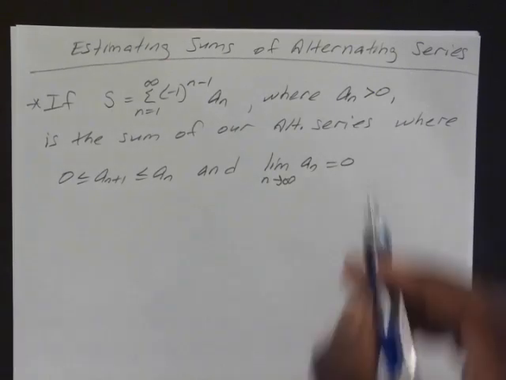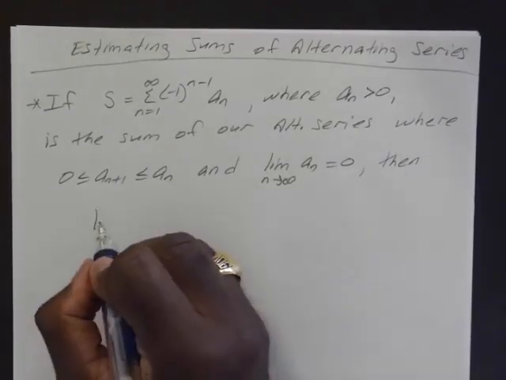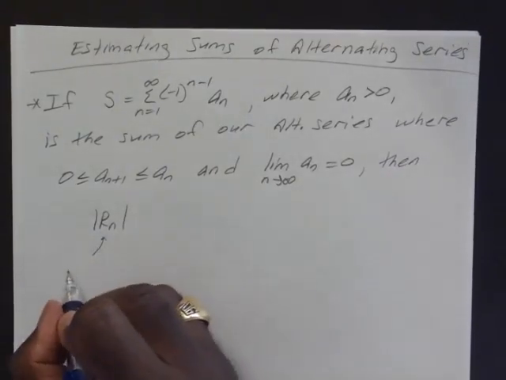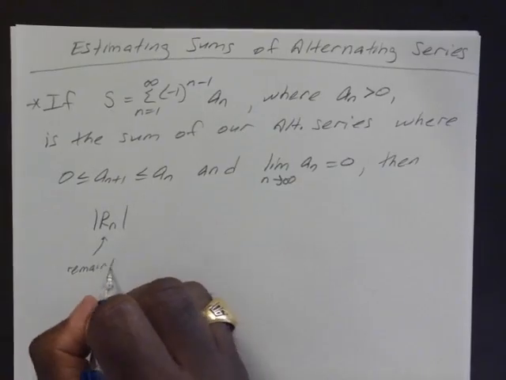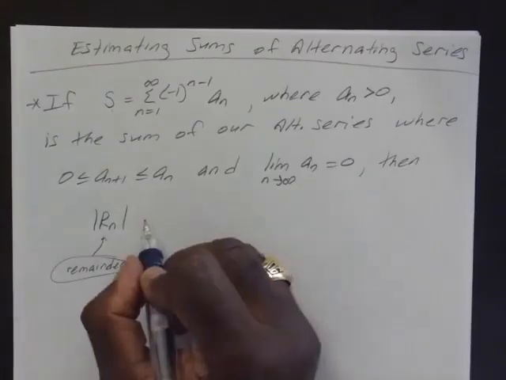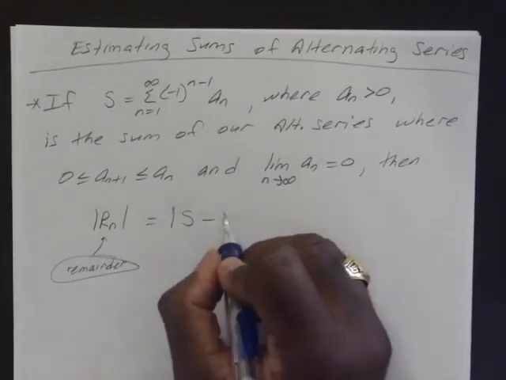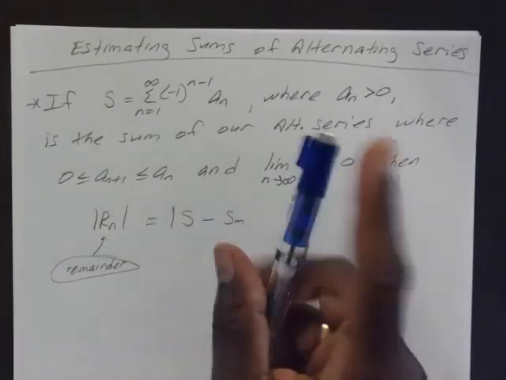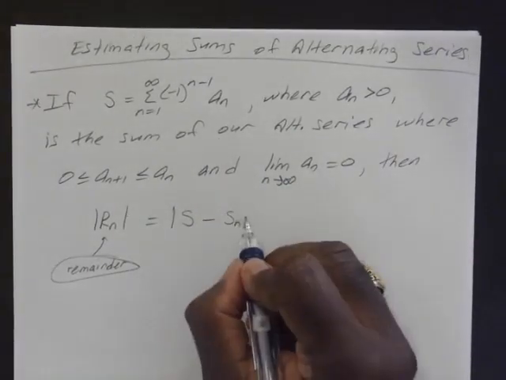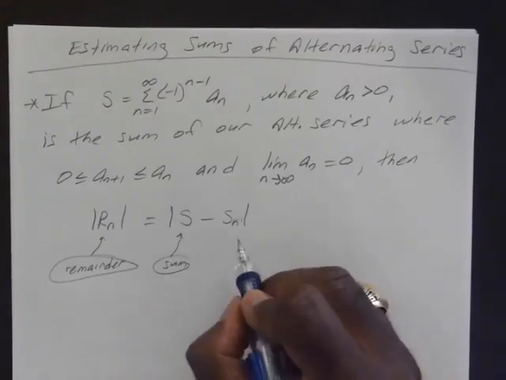Okay, so if those conditions are met, then we know that the remainder of our series, we'll call that our remainder, is equal to the sum of the series minus the estimated sum. I'll make that s sub n. That's the sum minus the estimated sum.